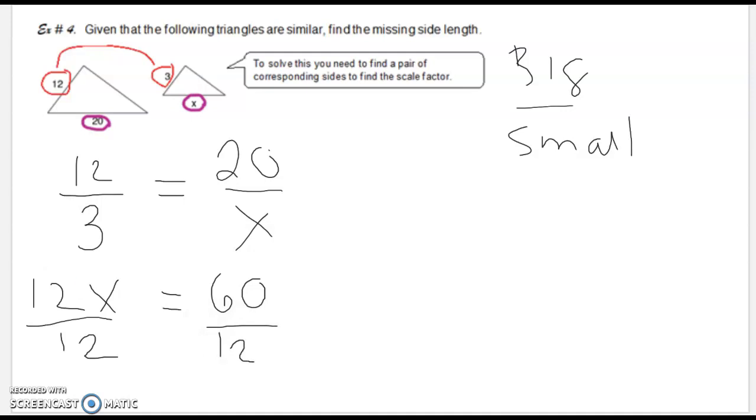So in this case, 12 divided by 12 gives you 1. So we're left with 1x. And then 60 divided by 12 gives you 5. So here's your final answer right here.